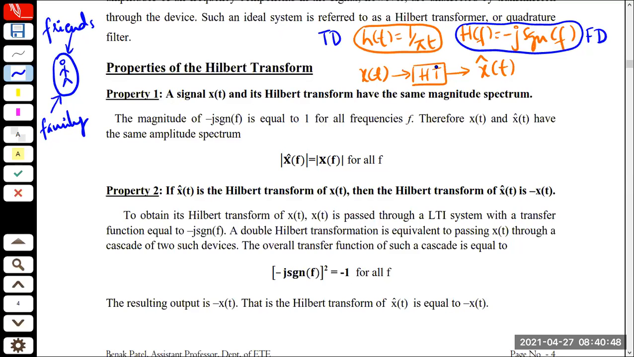Likewise here, we are trying to refer to this Hilbert transformer, where its impulse response is h of t. This is in time domain. And the same thing in frequency domain is negative j signum function of f.